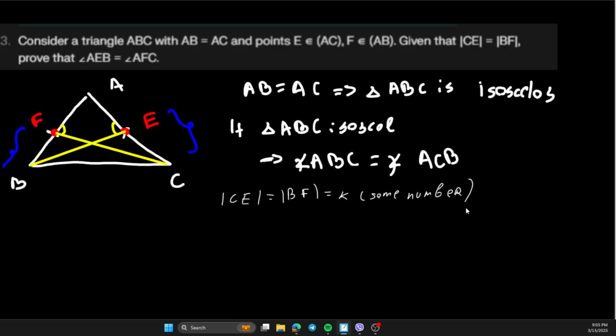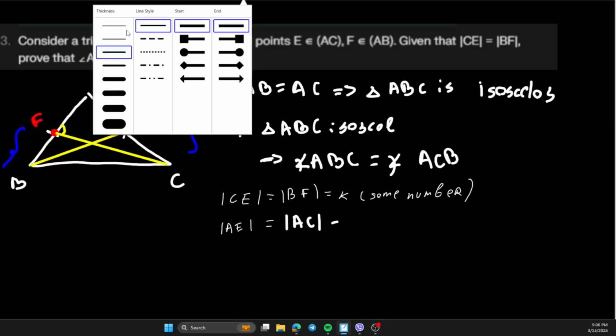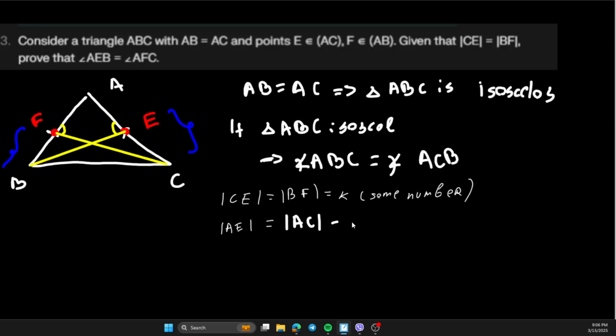Now, you know that E is on AC, right? If E is on AC, you can say that AE is going to be equal to the whole AC minus EC, right? So again, AE equals AC minus EC. But you also know that EC is K, so you can simply say AC minus K.